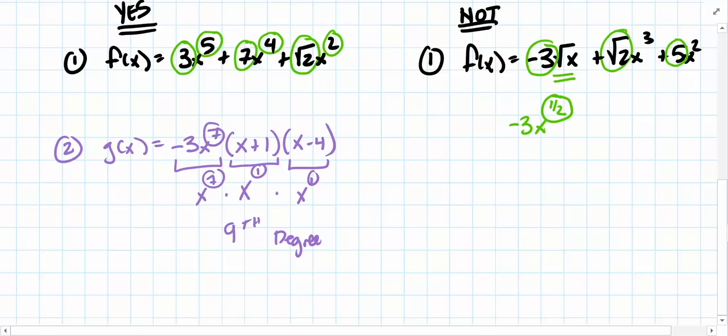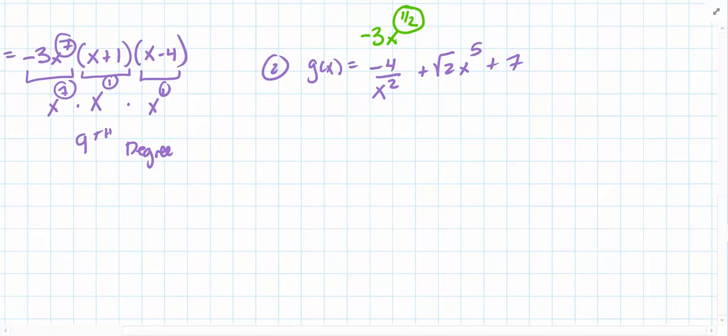Okay, now let's talk about this one. G of x is equal to, how about negative 4 over x squared plus the square root of 2x to the 5th plus 7. For some reason, I'm telling you that that is not a polynomial function. Can you see why? Where is it? Yes, David, you're absolutely right. If I wrote this as negative 4x to the negative 2, because this is on the bottom, if I raise it to the top, the exponent would be negative. This needs to be positive.